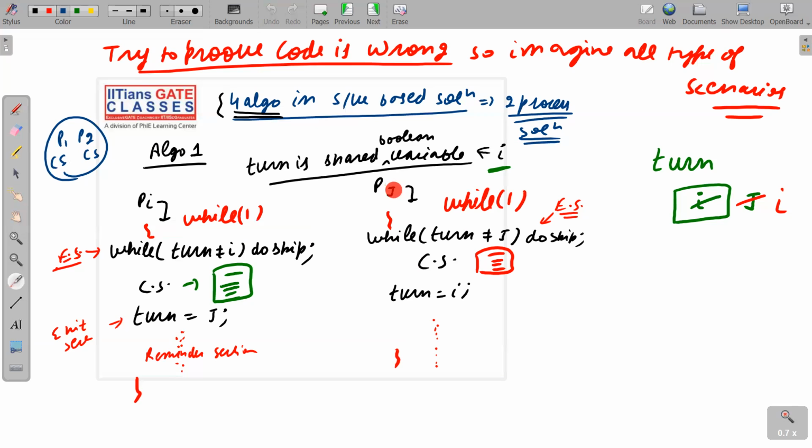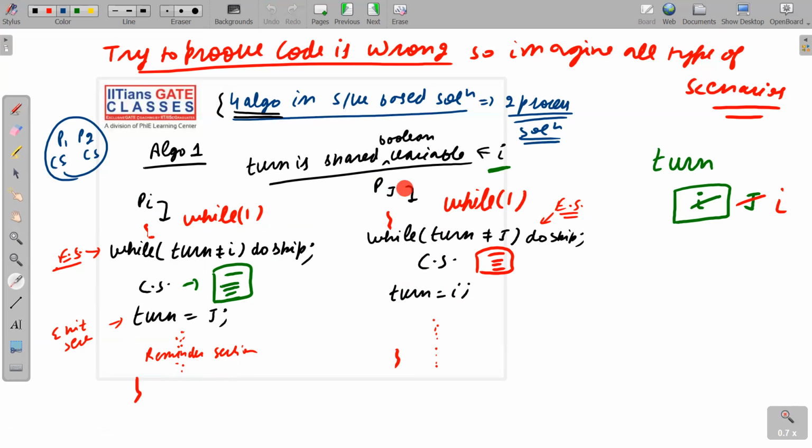Are you getting it? Similarly, when Pj comes out of CS, the turn is i. That means Pj is saying to Pi, you should enter the CS. But what if Pi does not want to enter the CS? Then obviously Pj cannot enter again. Pj is coming out of CS and now the turn is i. When the turn is i and control comes to Pi, Pi will enter the CS. But what if Pi is in the remainder section and does not want to enter the CS? Still it is saying that Pi should enter the CS.